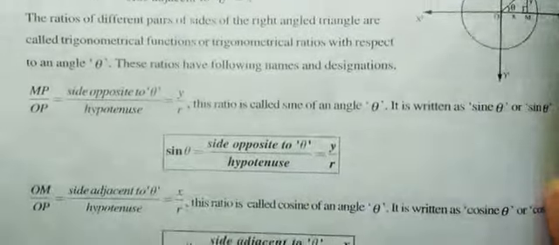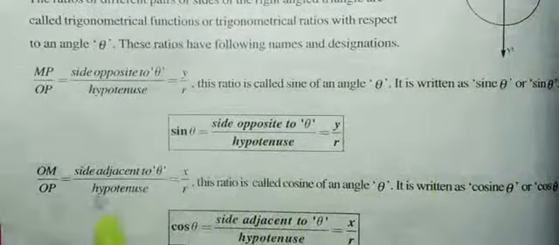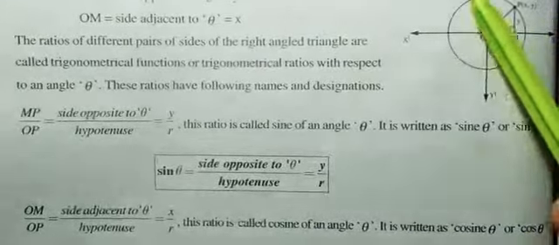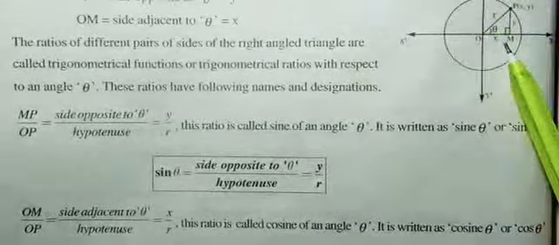Next move to OM by OP. From the figure, I am giving you the figure. This is my figure. OM by OP. So we are getting cos theta is equal to the side adjacent to theta divided by hypotenuse, that is x by r.